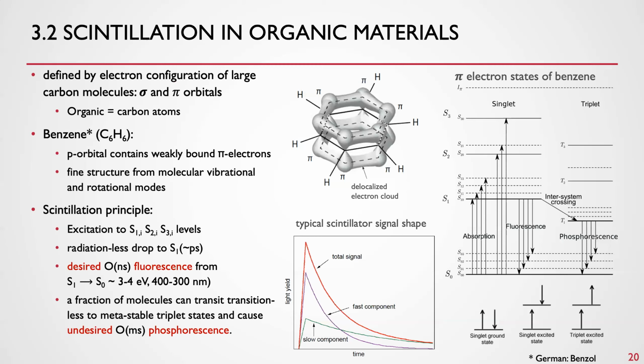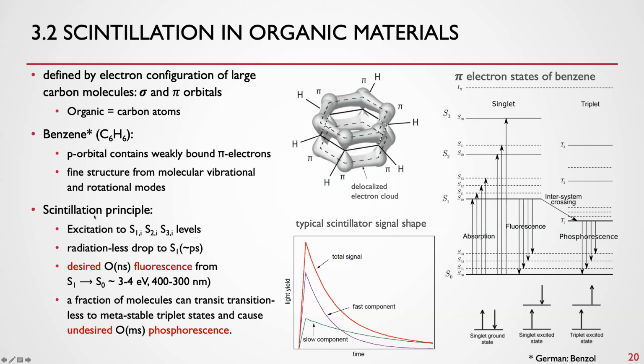Let's look at the scintillation in these organic materials. Here's a benzene ring. It's defined by an electron configuration of large carbon molecules. It has these pi and sigma orbitals. Organic means it consists of carbon atoms. Benzene is C6H6, and the p orbital contains weakly bound pi electrons. So there is plenty of fine structure from molecular vibrational and rotational modes. You see, this is a complex molecule. It has many degrees of freedom. The energy levels in this system are shown to the right.